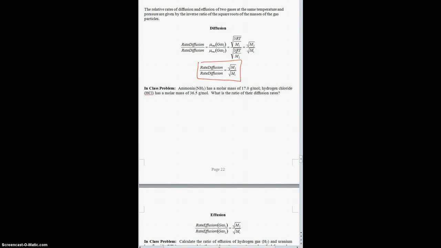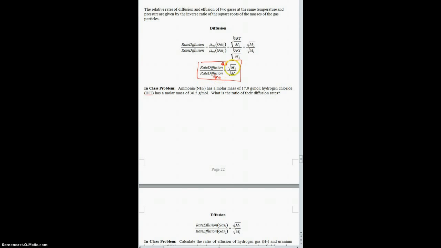So what this means is the rate of diffusion for gas 1 in the numerator, divided by the rate of diffusion for gas 2, is equal to the square root of the molar mass of gas 2 divided by the square root of the molar mass of gas 1. You want to make sure that you have these relationships correct, where gas 1 is in the numerator for one rate, and then it should be in the denominator when you're talking about the molar mass, and vice versa for gas 2.